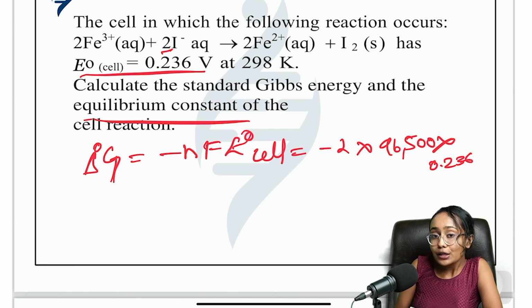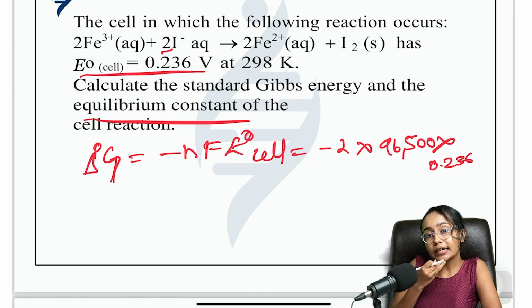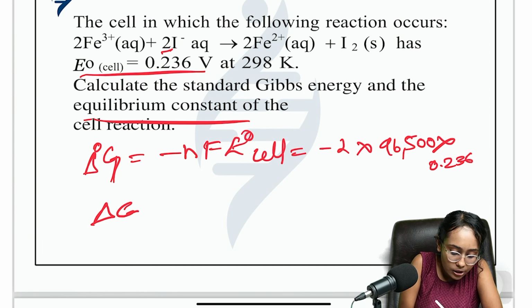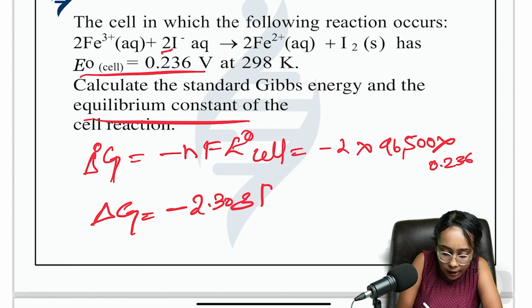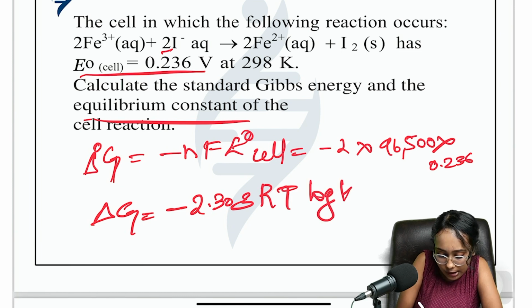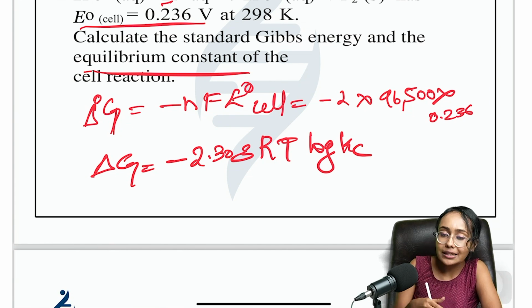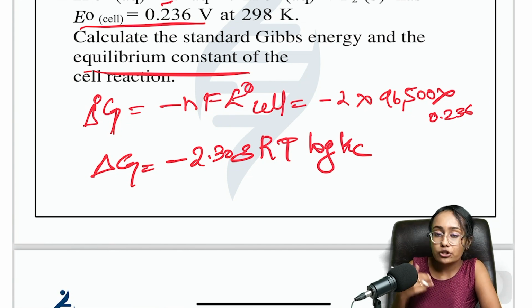They also asked you to find the equilibrium constant. I've already taught you an equation connecting the Gibbs free energy and the Kc value. Kc is the equilibrium constant. Delta G equals minus 2.303 RT log Kc. So from this, on substituting the R value, the universal gas constant, and the temperature 298 Kelvin, you'll get log Kc. To get the Kc, just take the inverse log.